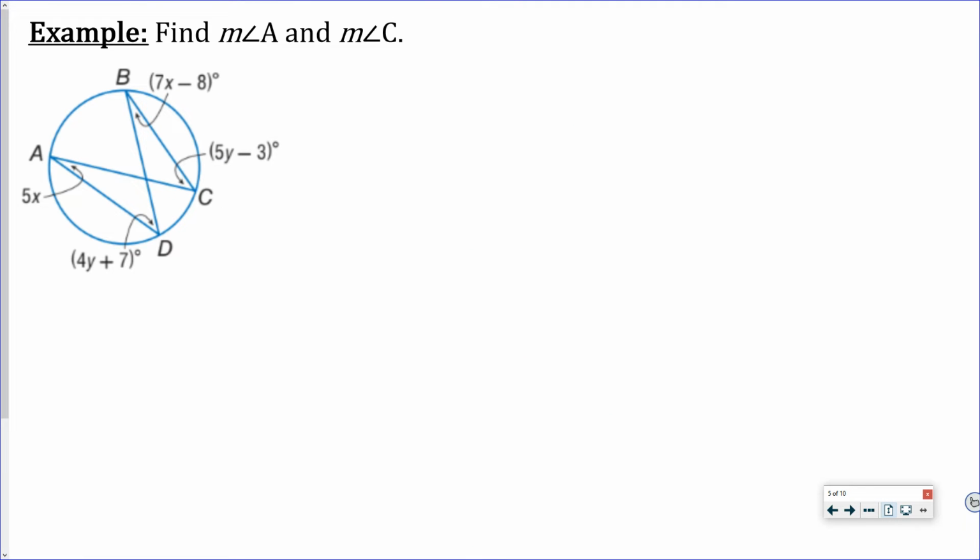So this one can look confusing to students. They're like, whoa, are these a bunch of triangles? What's going on here? It's a lot easier than that. They want us to find the measure of angle A and the measure of angle C. I'm going to start with the measure of angle A.